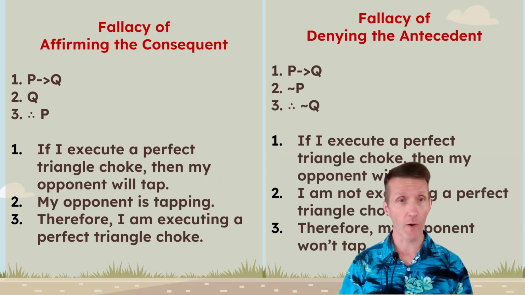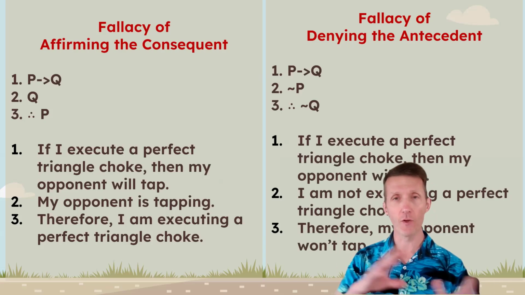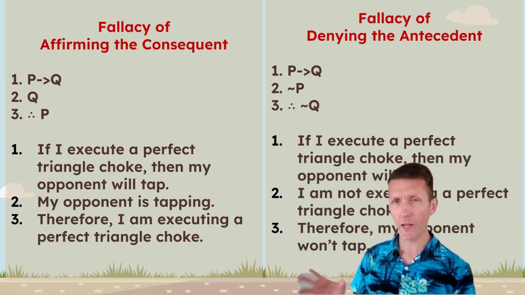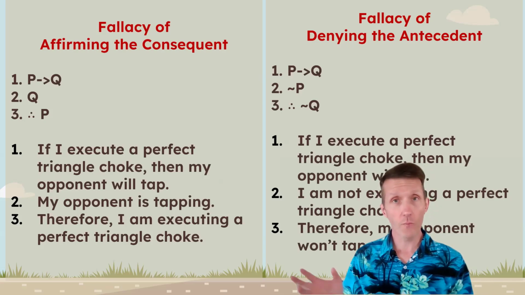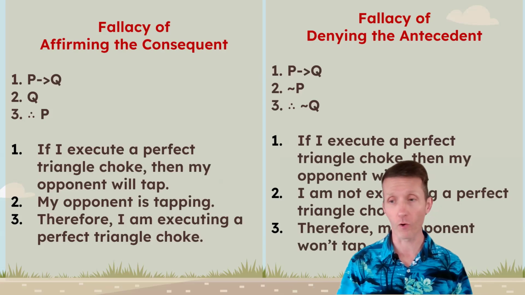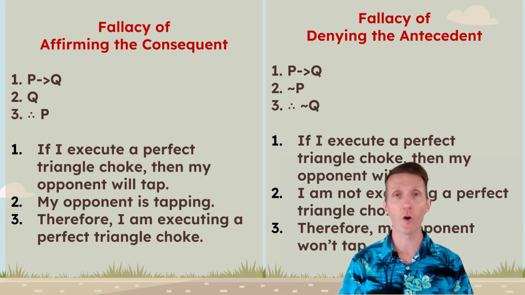Before I explain it, you think about it. Why would that not guarantee that you're executing a perfect triangle choke? If you execute it, then they'll tap. They're tapping. So does that guarantee that you're necessarily executing that triangle choke? No, you could be executing a perfect armbar or a rear naked choke or some other type of submission. You could make them tap in some other way. So those premises could both be true, but the conclusion wouldn't necessarily be true. So therefore, it's not a valid argument.